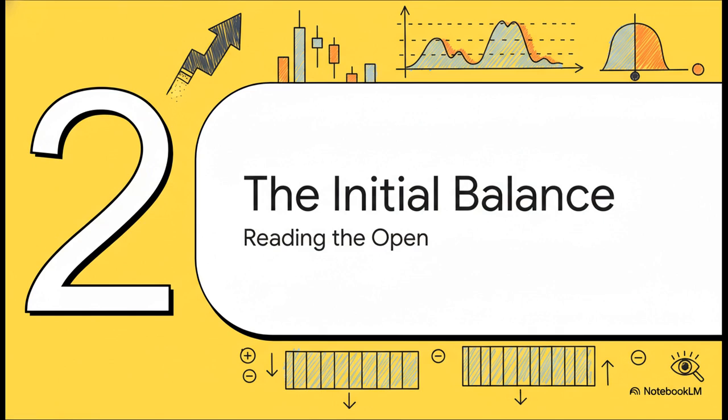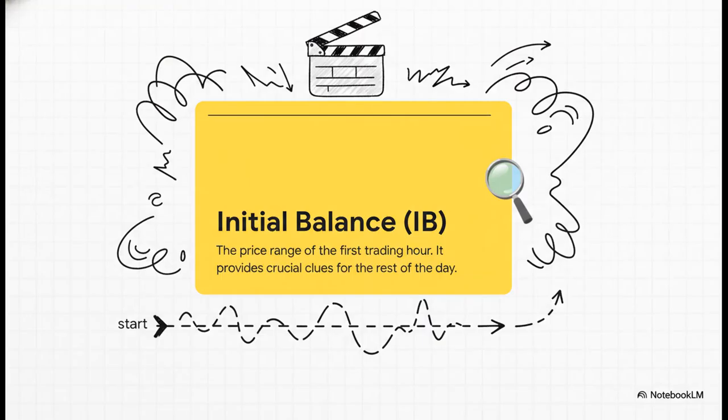And that brings us to section 2, where we're going to explore one of the most powerful concepts in day trading: reading the initial balance. The initial balance, or IB, is just the high and low of the first hour of trading, but don't let that simplicity fool you. Think of that first hour as the opening scene of a movie. It sets the entire tone and gives you powerful clues about how the rest of the trading day is probably going to unfold.